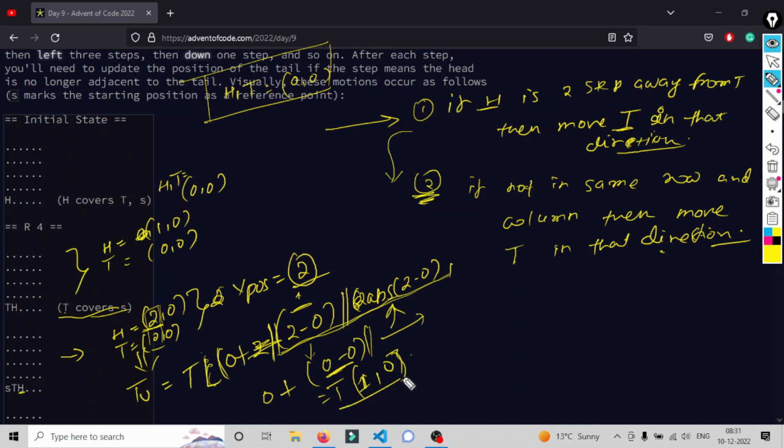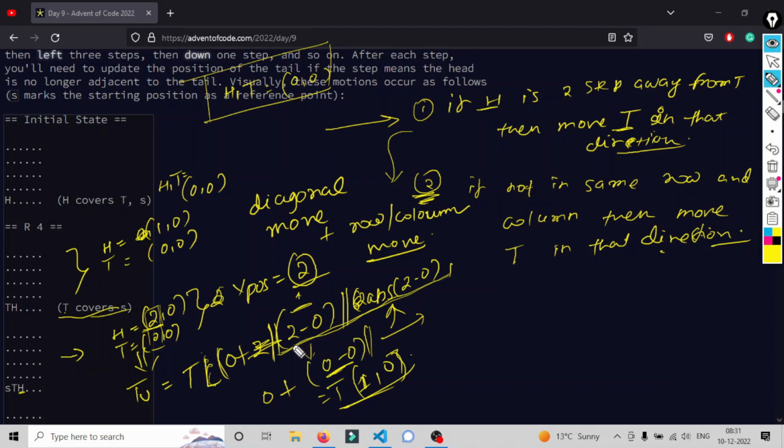Okay, so we will apply this formula everywhere to follow every direction. This will apply for diagonal moves and also row and column moves. This formula will apply everywhere.